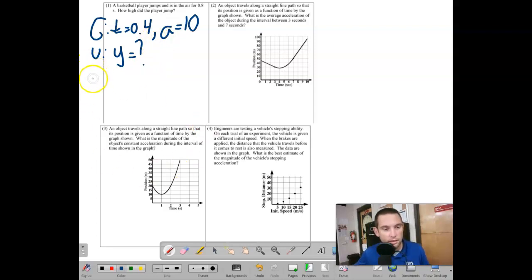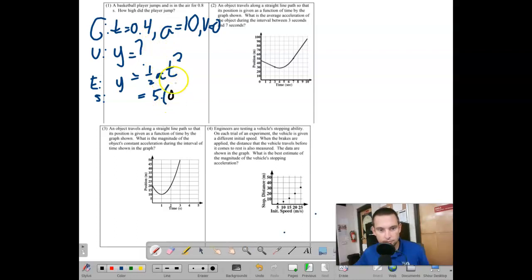Let's see. Next, what equation do we know that can give us this? Well, we have a velocity that is 0, so we can use the shortcut method of the displacement equation, which is just going to be y equals 1/2 at squared. And then substituting in there, we get half of 10, which is 5 times 0.4 squared.